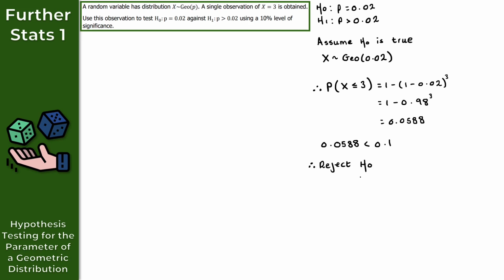And there we have it. We don't really have any context to the question here, so there's nothing that we can actually conclude with. So we just say reject H0. In other words, we have sufficient evidence at the 10% significance level. But there we have it. So that gives the solution to question 1.